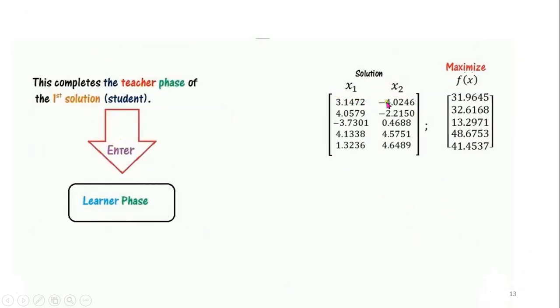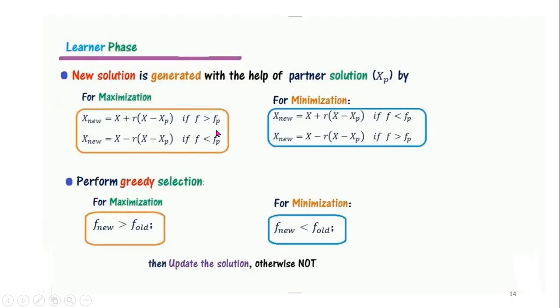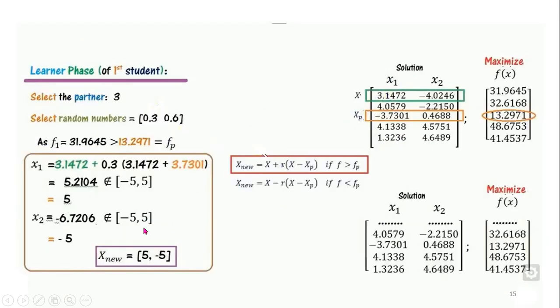So now we go for the learner phase. In the learner phase, a new solution is generated with the help of a partner, say XP. This is the maximization problem, so we select this equation and perform the greedy selection by this equation. Now select the partner. Say for example we select the third student as the partner. So this is the partner, and we select random values, say for example 0.3 or 0.6. So we see here F1 is 31.9645, and our FP, the partner function value, is 13.2971.